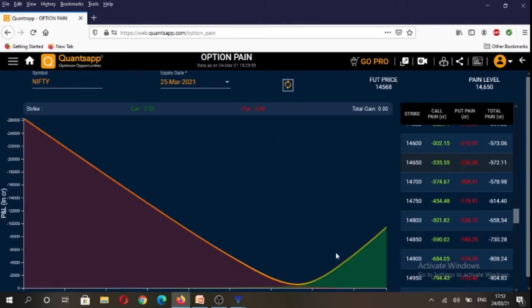If we see the option max pain level for 25th March expiring contract, you will see that the max pain level has shifted from 14,800 to 14,650. So if market was to expire tomorrow at 14,650, in that scenario, option call and put buyers are going to suffer the highest amount of losses. As you all know, on expiry, large percentage of options expire worthless.